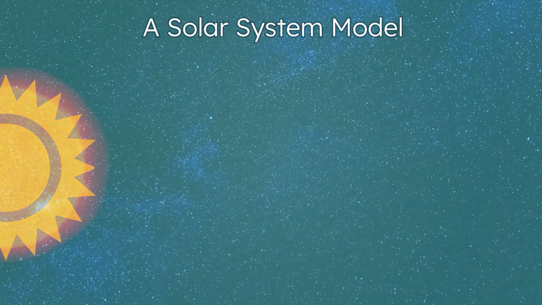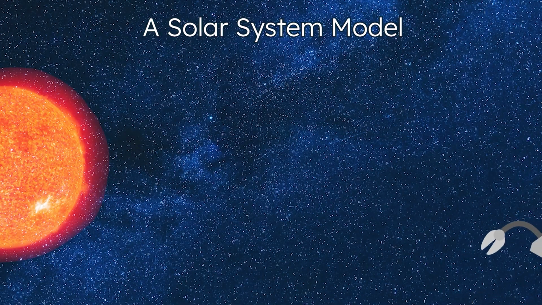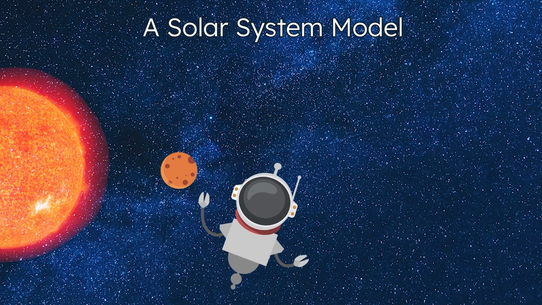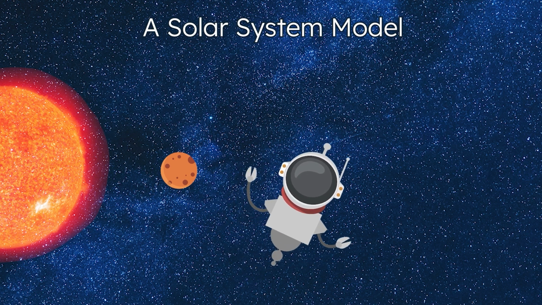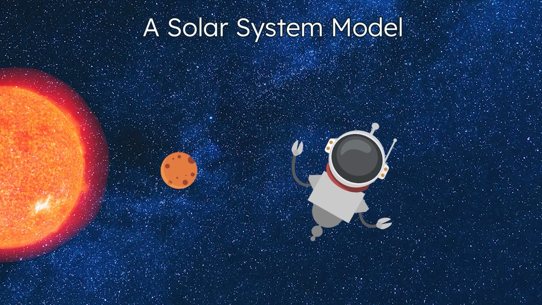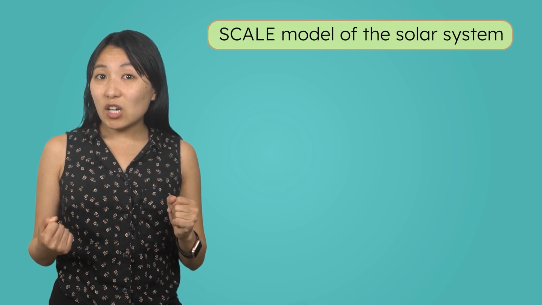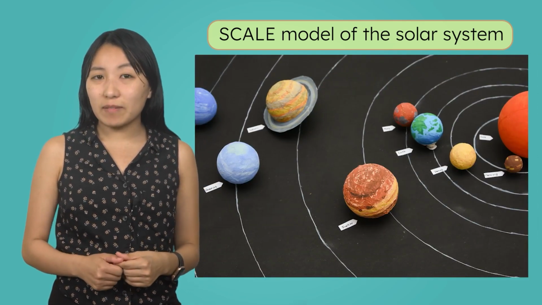Wait, Mia, where are you going? Oh, Mia says that Mercury is 36 million miles away from the sun, so she's headed out to space with her Mercury model. That wasn't what I meant when I said a model of the solar system. Whoops. I may have forgotten to mention to Mia that we're making a scale model of the solar system, so it won't be nearly as big as the real one.